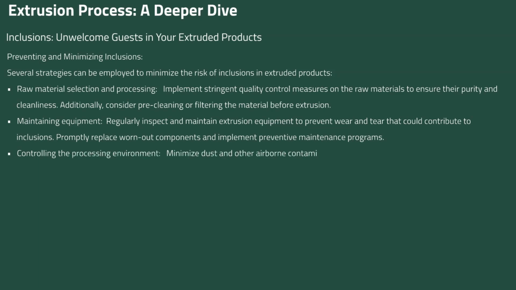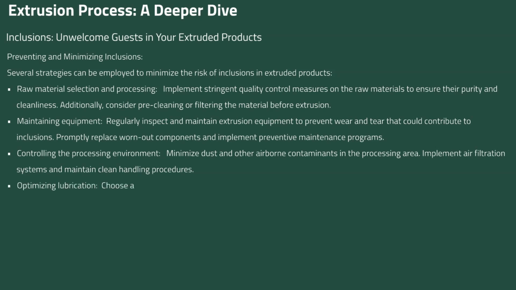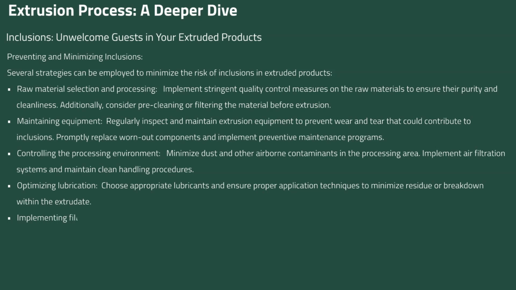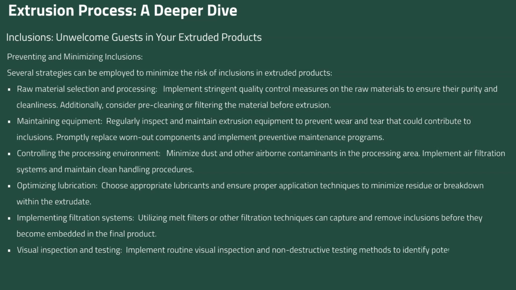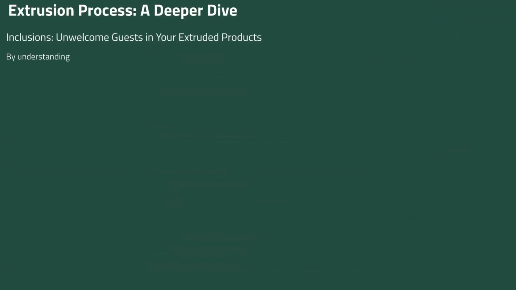Controlling the processing environment. Minimize dust and other airborne contaminants in the processing area. Implement air filtration systems and maintain clean handling procedures. Optimizing lubrication. Choose appropriate lubricants and ensure proper application techniques to minimize residue or breakdown within the extrudate. Implementing filtration systems. Utilizing melt filters or other filtration techniques can capture and remove inclusions before they become embedded in the final product. Visual inspection and testing. Implement routine visual inspection and non-destructive testing methods to identify potential inclusions early in the production process.